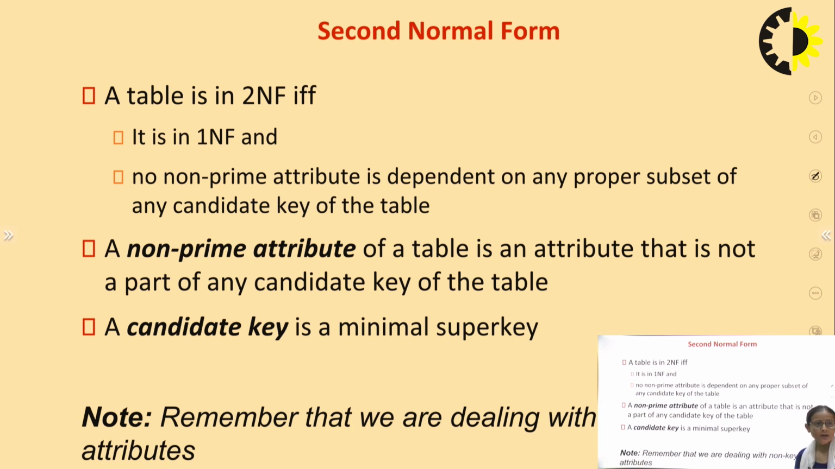And we are aware what is a non-prime attribute, what is a prime attribute, or what is a candidate key. So what is a non-prime attribute? It is an attribute that is not part of the candidate key. And what is a candidate key? It is a minimal super key. So here in 2NF, we are dealing with non-key attributes.